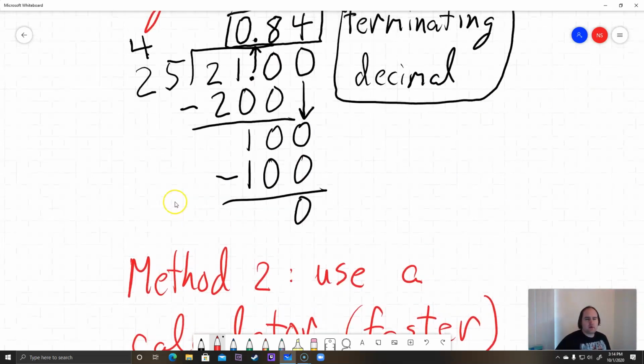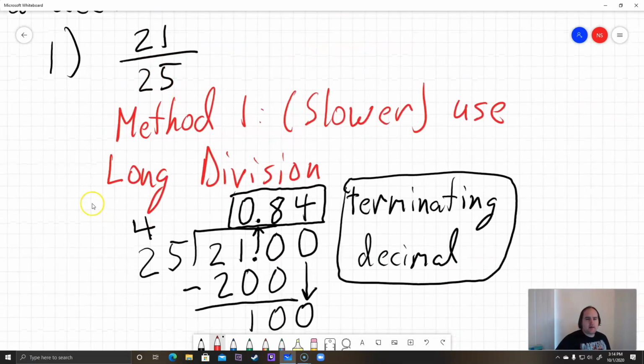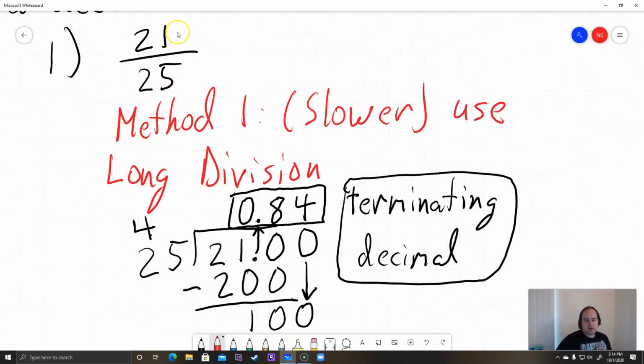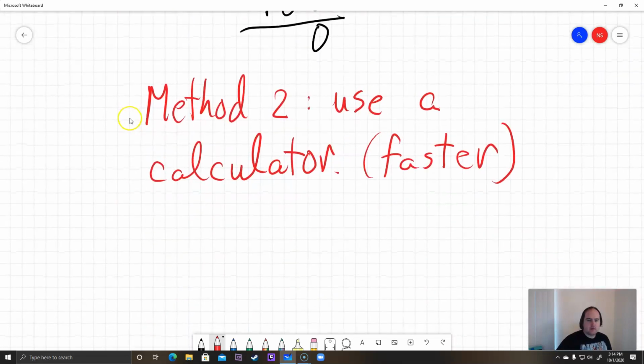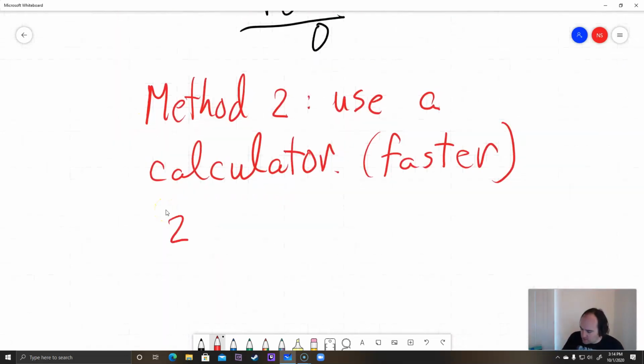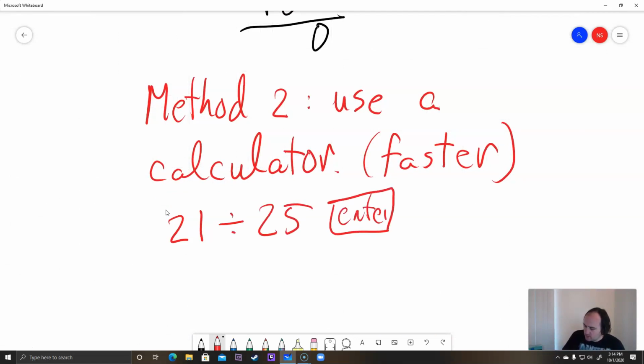Okay, so what we would do is, rather than having to write anything down, we would just go to whatever calculator you have and type in 21 divided by 25. You just type in 21 divided by 25, and then you press enter, or whatever your button is, equals, on your calculator.